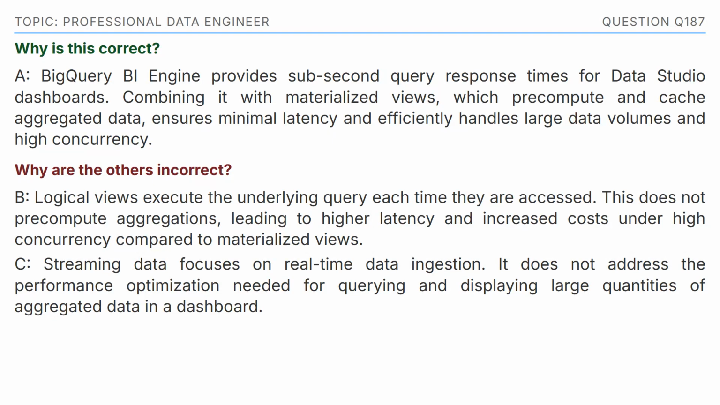Why is this correct? A. BigQuery BI Engine provides sub-second query response times for Data Studio dashboards. Combining it with materialized views, which pre-compute and cache aggregated data, ensures minimal latency and efficiently handles large data volumes in high concurrency. Why are the others incorrect?